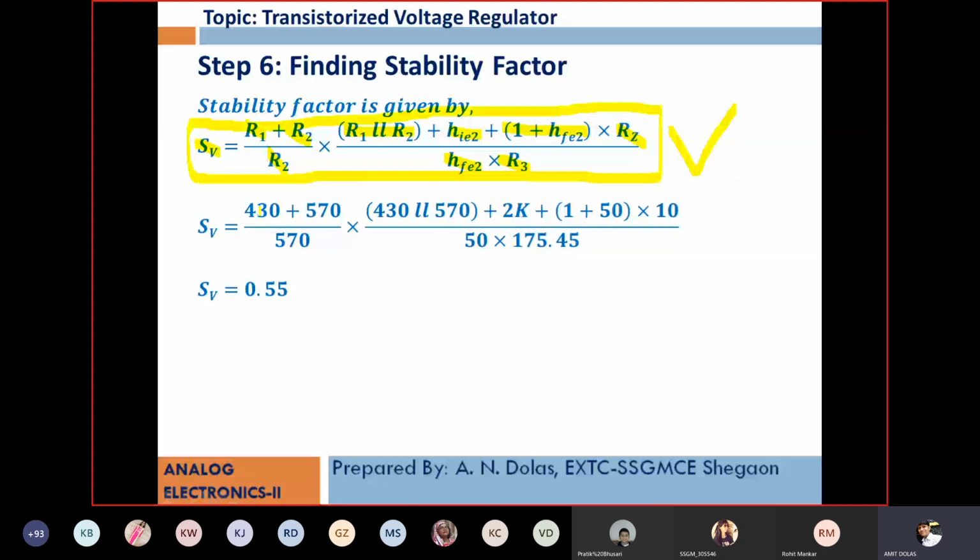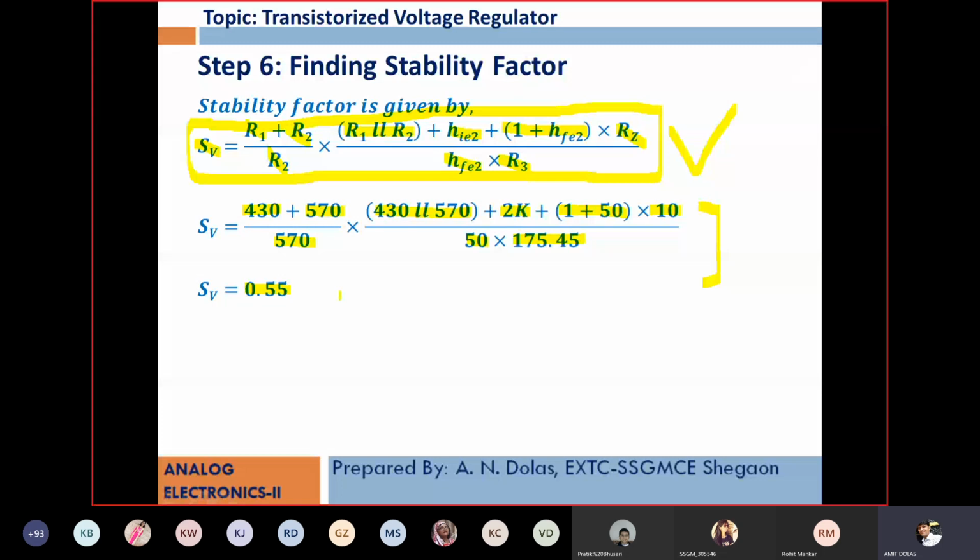So putting the values, R1 is 430, R2 is 570, divided by 570, the parallel combination of 470 and 430 and 570 plus hie2, which is given earlier in the PPT, 2K plus 1 plus hfe2 is 50 into R2 is 10 ohm, divided by hfe2 is 50 multiplied by R3, which we have calculated as 175.45. So calculating this you get the stability of this as 0.55. It must be minimum, stability must be minimum.